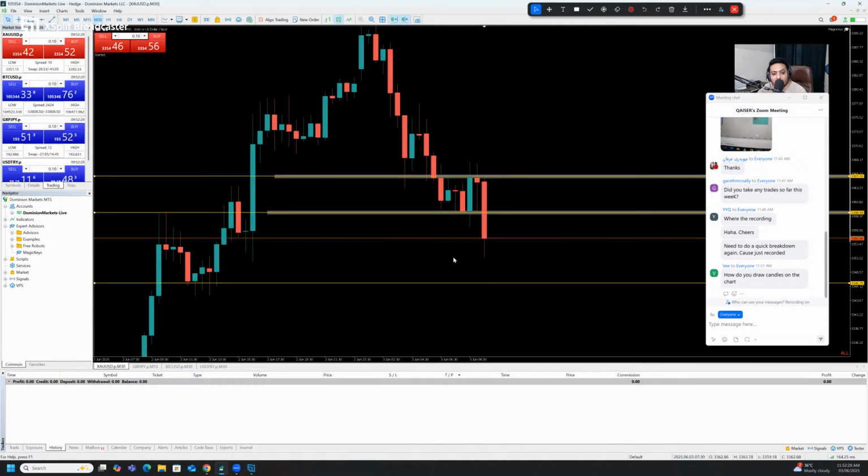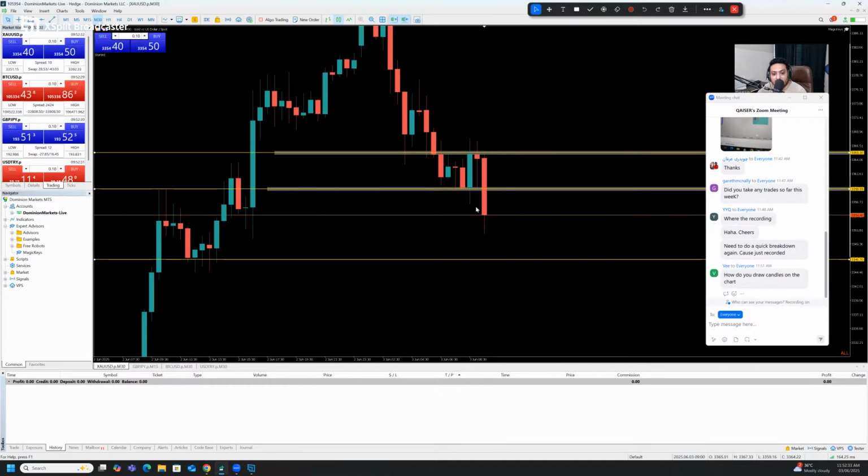Now I just need to wait for some new structure to be formed, and I already printed the structure. I need to see some kind of support to be formed here. If it creates a very good counter trade setup, or if it's showing very strong bullish momentum, then I will go for the buy.